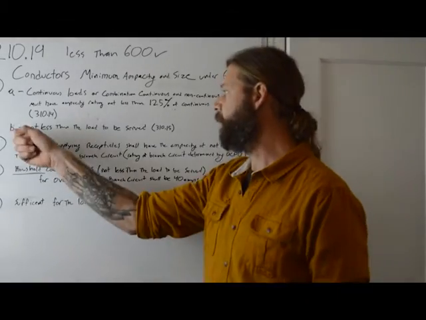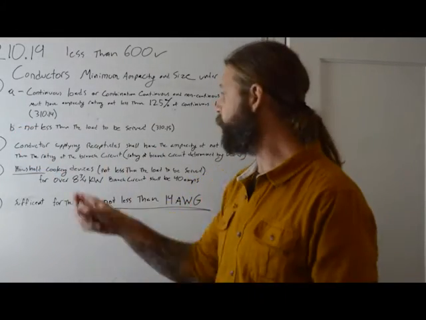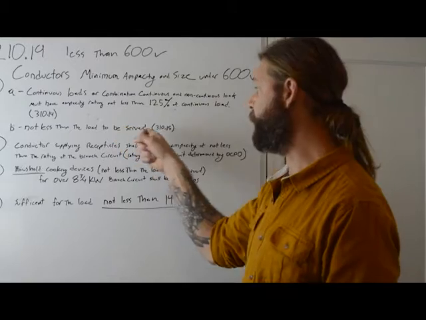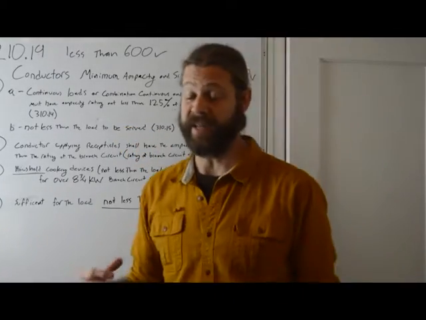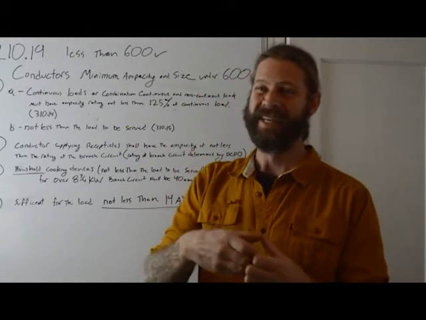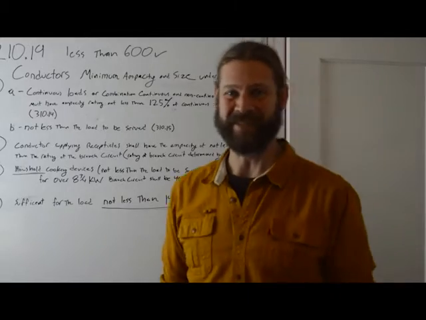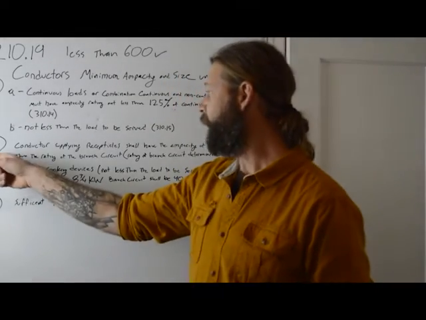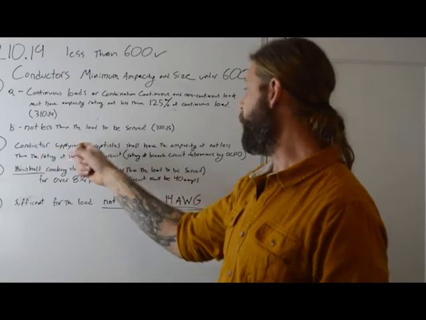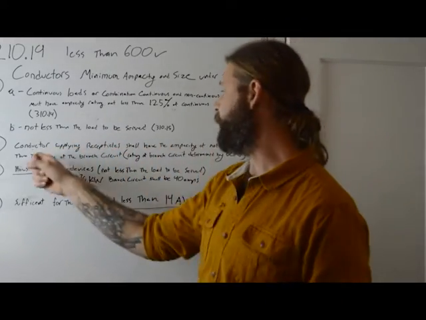There you go. B is a little complicated in its wording, but it says not less than the load to be served. 310.15. It has to be capable of serving the load you put it to. Easy. Okay, 2. Conductors supplying receptacles shall have the ampacity not less than the rating of the branch circuit.